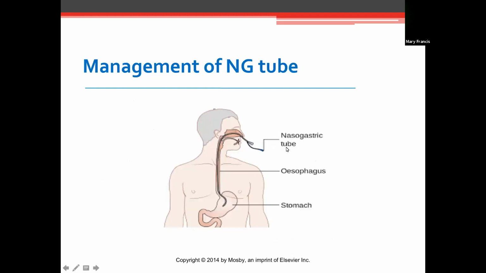As you know, the NG tube is measured from the ear to the nose to the xiphoid process, and it goes from the nose down into the stomach. The way you test for placement is you can test the gastric contents, and it is your responsibility to monitor the output and to make sure that the suction is not set higher than low wall suction.